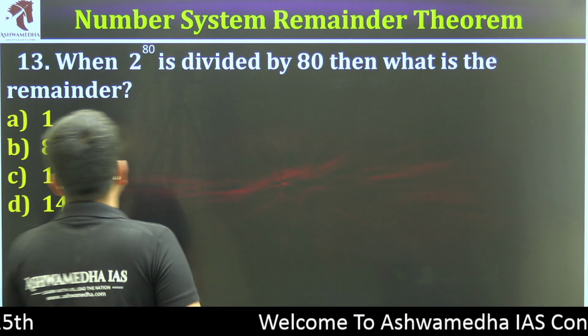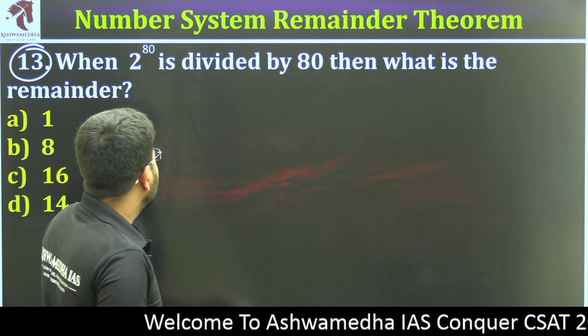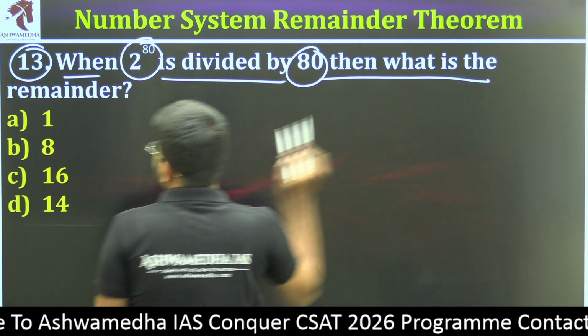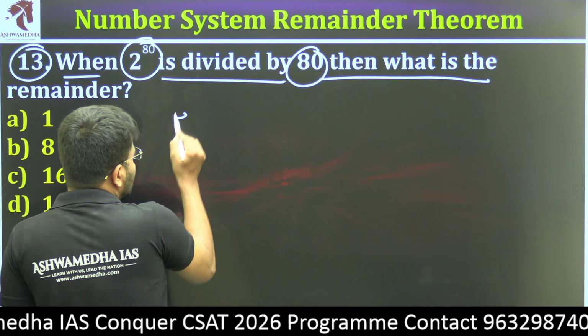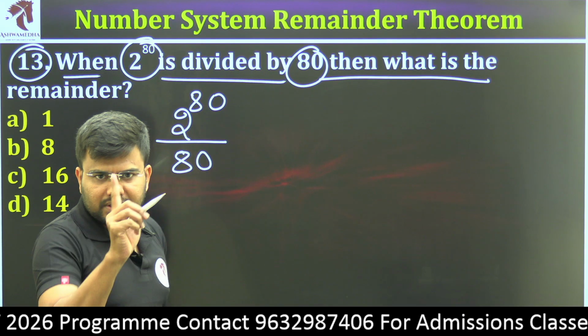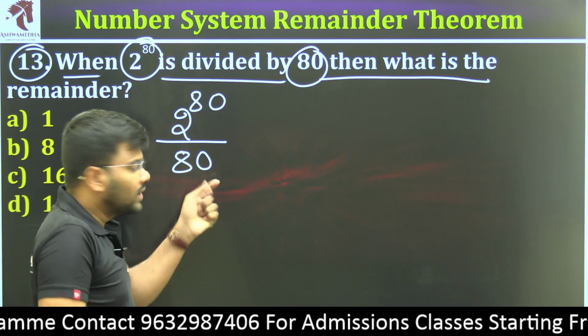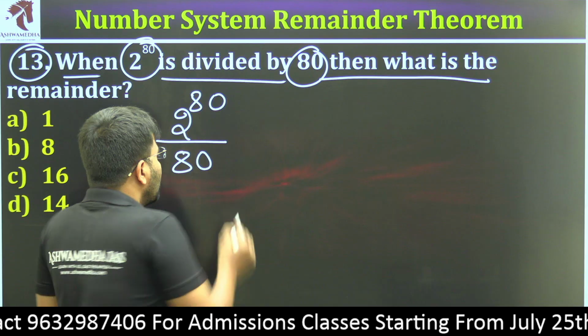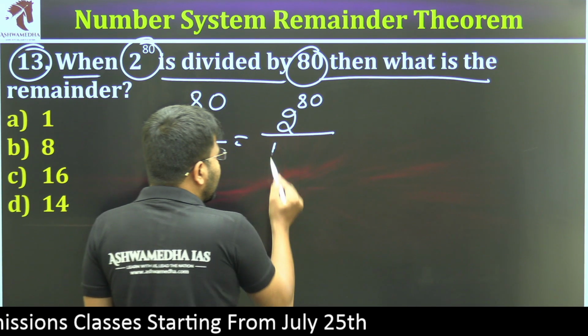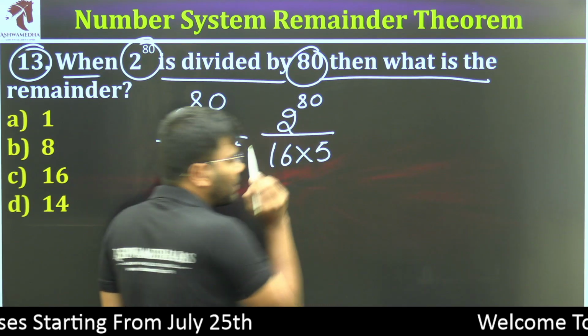Okay, going to the problem. Let's see the problem. When 2 power 80 is divided by 80, what is the remainder? The first method is to break down this 80 so that you can cancel it. 80 can be written as 16 into 5. I'll do the prime factorization.